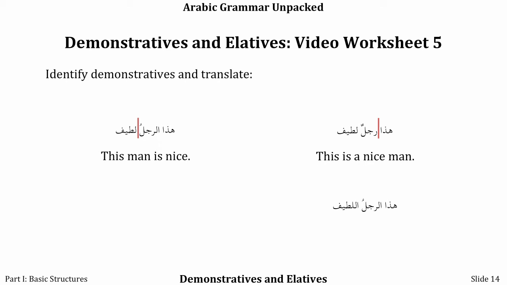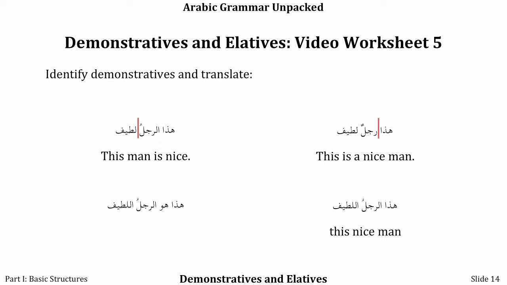Third example. هذا الرجل اللطيف. So here all three words are definite, هذا because it's a demonstrative, and the other two because of alif lam. So this is a phrase, this nice man. But the problem arises when we want to say this is the nice man, because we don't want to make it a phrase, we want to make it a sentence. And that's where this final example comes in.